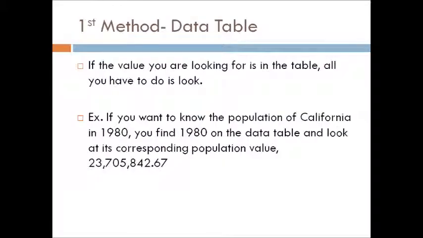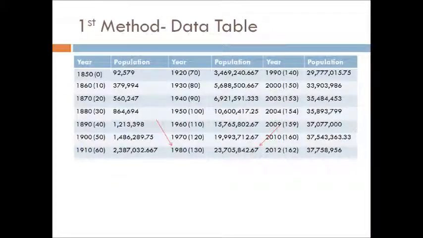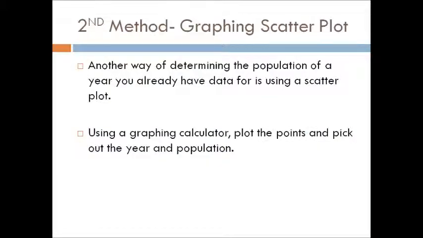The first method is to just look at the data table. If the value you're looking for is on the table, all you need to do is find the x or y value. For example, if you want to know the population of California in 1980, all you have to do is find 1980 on the data table and look at its corresponding population value. Here you can see that the data for the population in the year 1980 is 23,705,842.67.